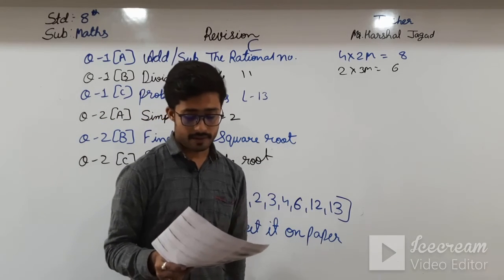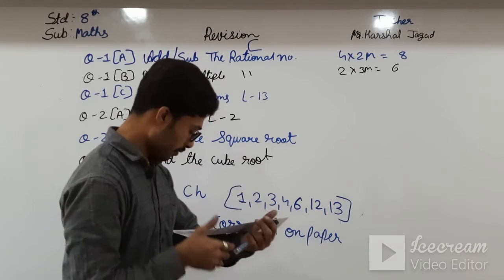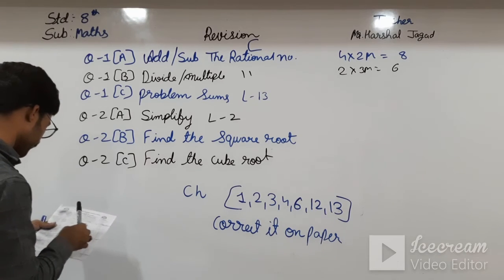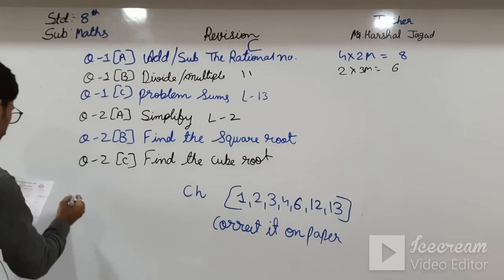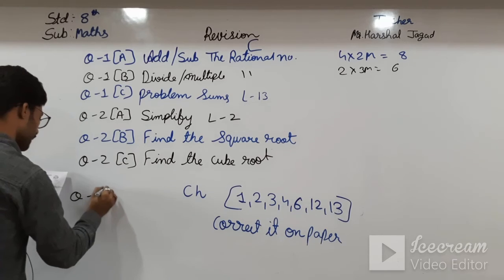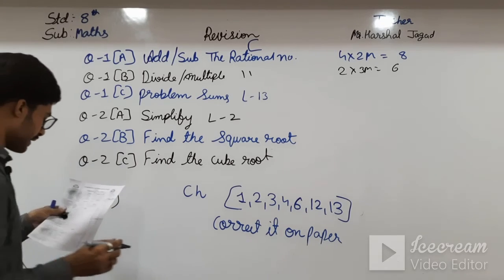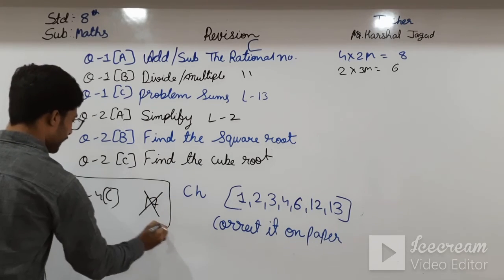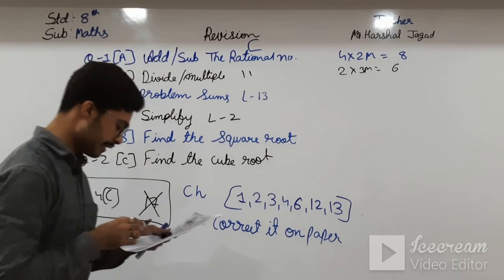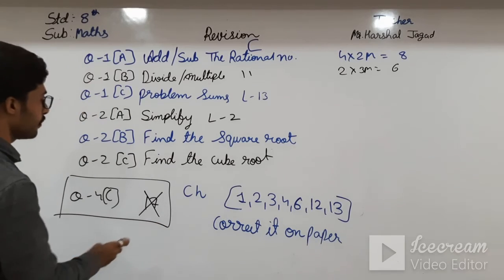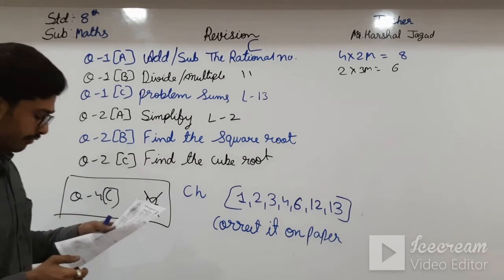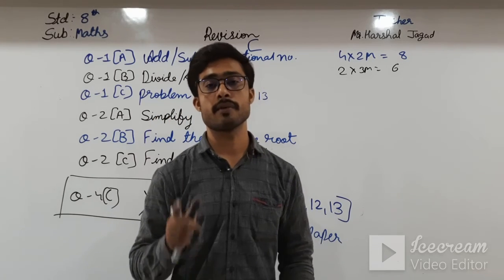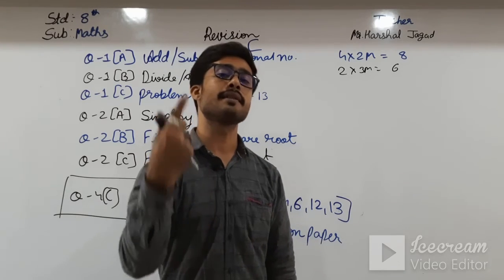Now problem sums. From the problem sums, it is given over here in 4C. Question number 4C: you just remove chapter number 17, because we haven't done that. So please remove chapter number 17 from that end. Question number 5, that is 5A and 5B, I will replace in the next video.